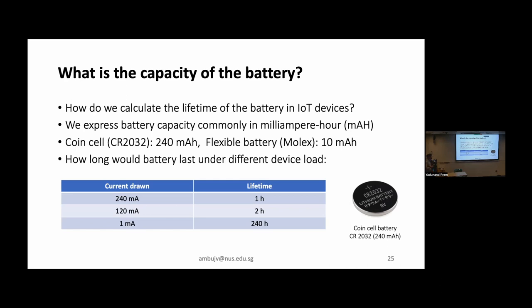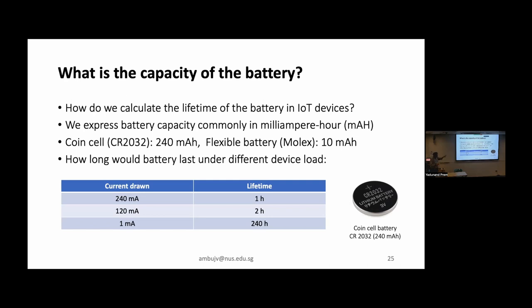So basically it's a way to, at a very high level, estimate the capacity and how long the battery would last by looking at its current draw. If you have a battery, let's say this coin cell is rated 240 milliampere hour, what it means is that if you draw 1 milliampere from it, this battery will last 240 hours. But instead, if you start to draw 240 milliamperes, it's going to last 1 hour.